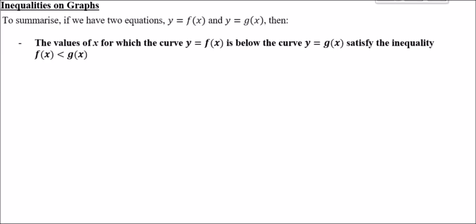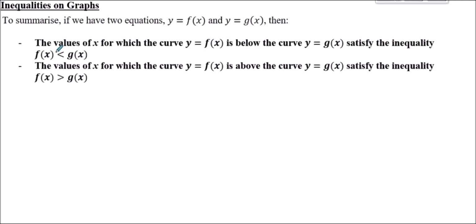To summarise it, if you've got two equations, let's just call them f of x and g of x, then the values of x for which y equals f of x is below g of x satisfy the inequality f of x is less than g of x. To flip that the other way around, the values of x for which the curve f of x is above g of x satisfies the inequality where f of x is greater than g of x.